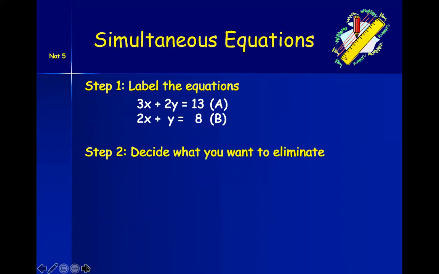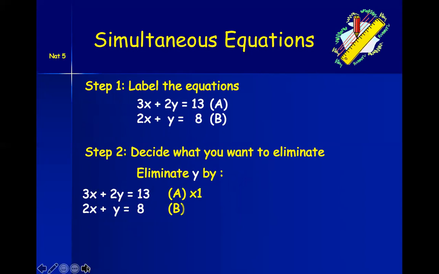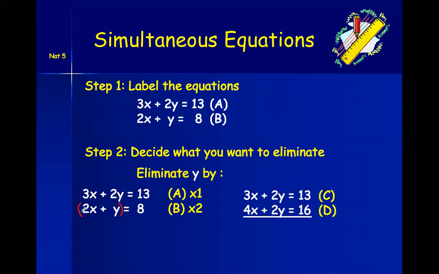After obviously labeling my two equations, decide what you want to eliminate. So I need to time by 2 the second one. Remember, we time both 2x and y, so maybe it's a good habit to make sure that you've got your brackets, because if you time the second one by 2, you get 2 times 2x, which is 4x, 2 times 1, y, which is 2y.